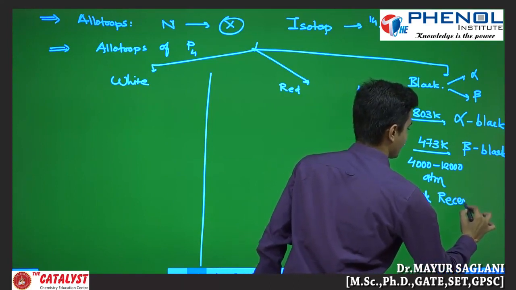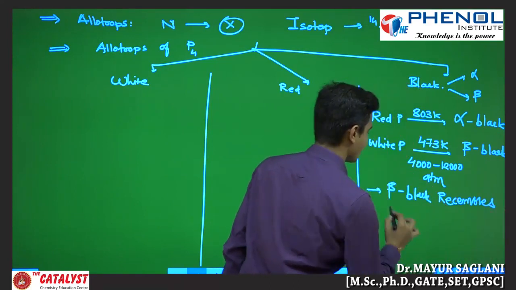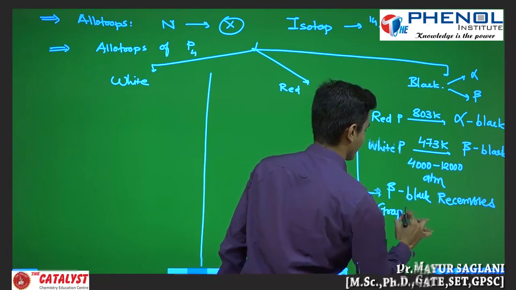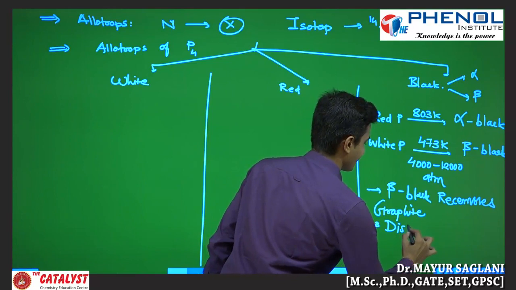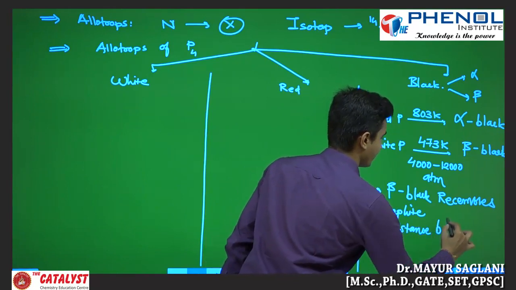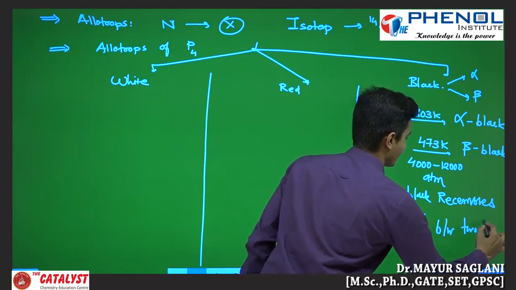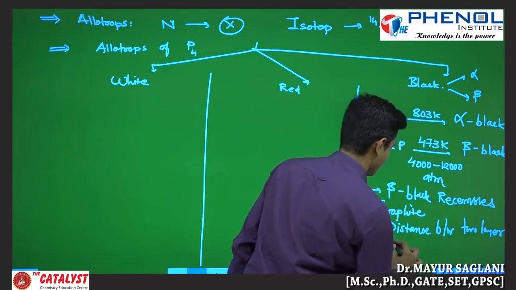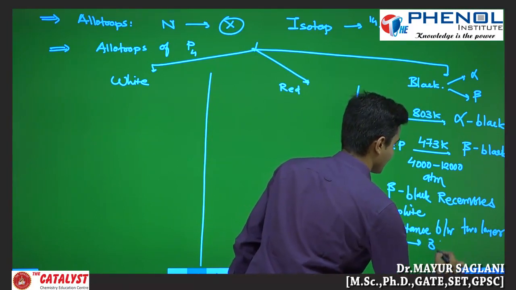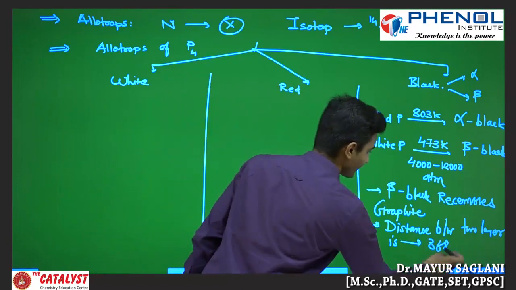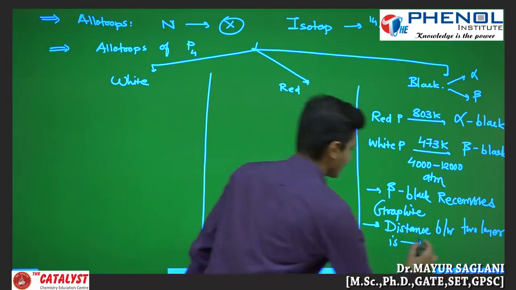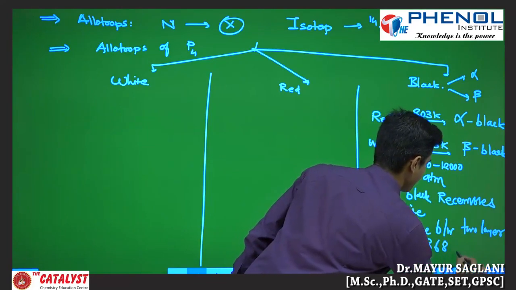So beta black resembles graphite. The distance between two layers is 368 picometer.